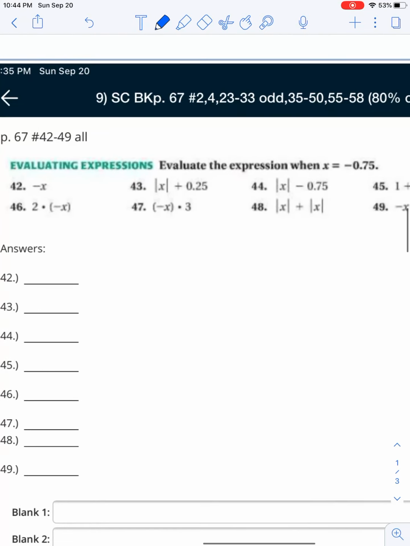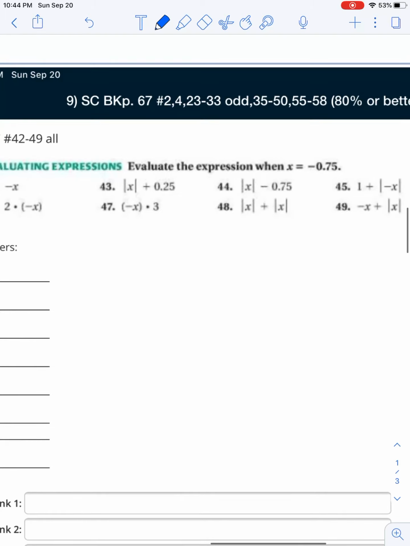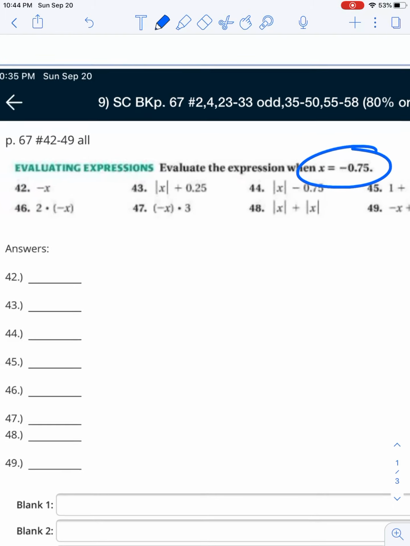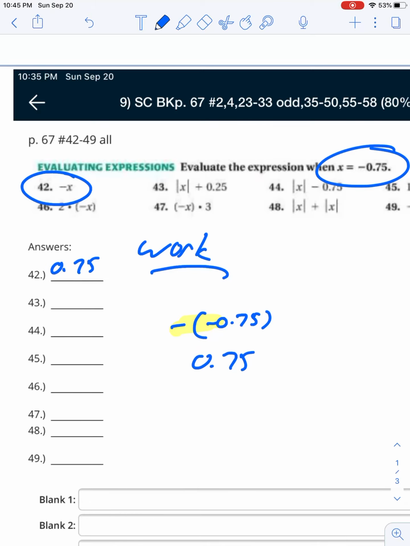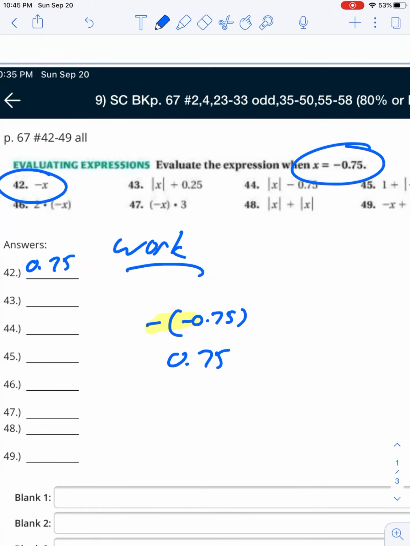Then this set 42 through 49. On all these, it tells you that X is negative 0.75. These are definitely ones that I would look for a little bit of work on, okay? You have to write something down in your notebook paper, like number 42, that first one. It says negative X, so that means negative of, and then I put in the number that they gave me, which is negative 0.75. And when I do that, I'm going to see these two negatives are going to cancel out, so this one would just be 0.75 for my answer, okay, which doesn't take a lot of work, but I do want you to write things down as you would plug them in.